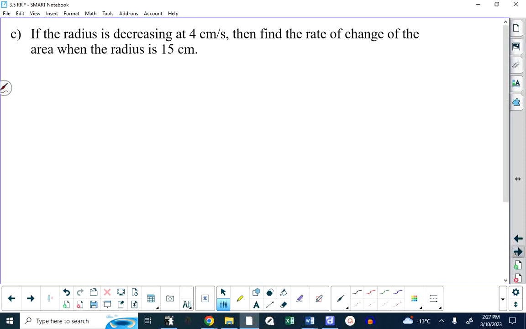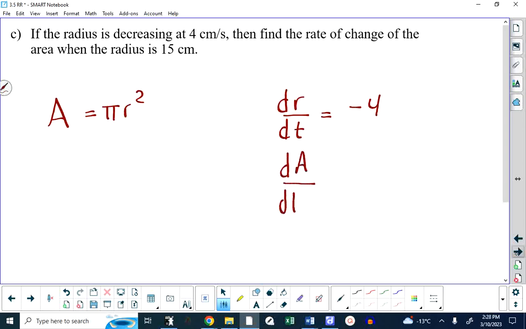What if the radius is decreasing at 4 centimeters per second? So this is a different question. This is a puddle of something evaporating. It's not a ripple traveling out. Well, I want to go back to the beginning here to train you to what you do. In this question, you have a dr/dt of -4, and you were asked to find dA/dt, right?